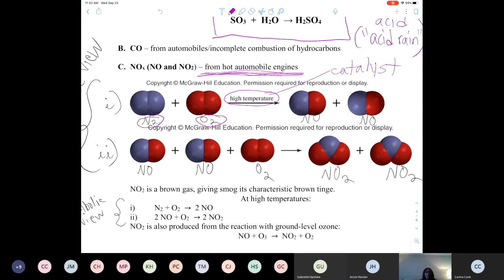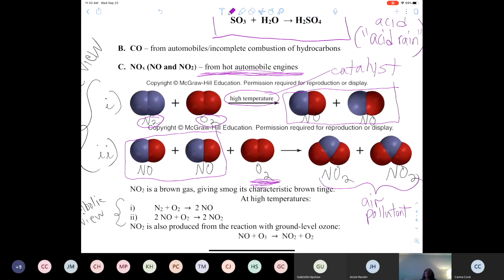that causes the nitrogen and the oxygen in the air to react with each other. And when they react with each other, they form nitrogen monoxide. And then the nitrogen monoxide goes on to react with the oxygen to form nitrogen dioxide, which of course is an air pollutant. And so that nitrogen dioxide comes out of the exhaust pipe of your automobile, and it pollutes the air, and that is what gives smog its brown color.